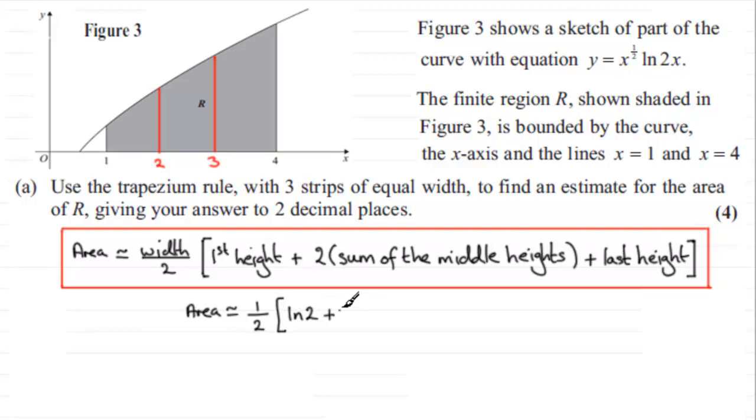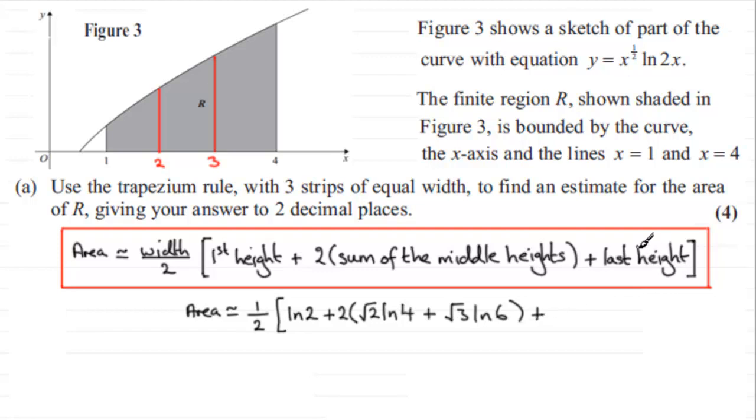And then it's plus 2 times the sum of the middle heights. So we've got this height first of all. So when x is 2, we've got 2 to the power half, which is root 2, multiplied by the natural log of 2 times 2, in other words the natural log of 4. So we have root 2 times the natural log of 4, plus the next height when x is 3, so we've got 3 to the power half, which is going to be root 3, and we multiply that by the natural log of 2 times 3, 6 in other words, natural log of 6. So that's twice the sum of the middle heights.